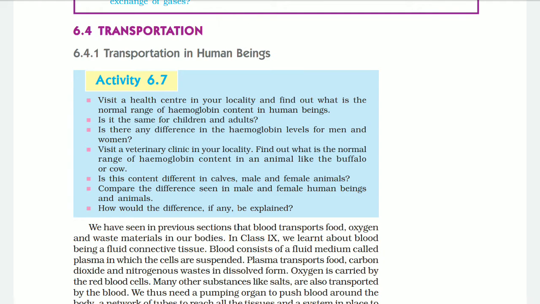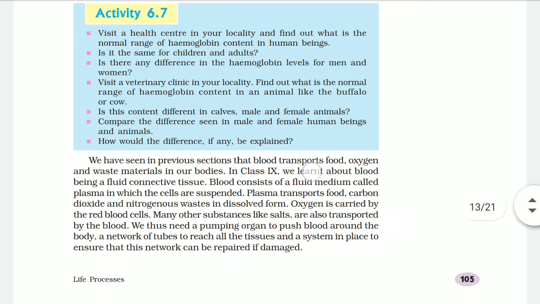This is for class 10, chapter 6 and the fifth part, transportation in human beings. So basically blood is transported to the whole body. So we are going to study about the heart and the blood in this section.